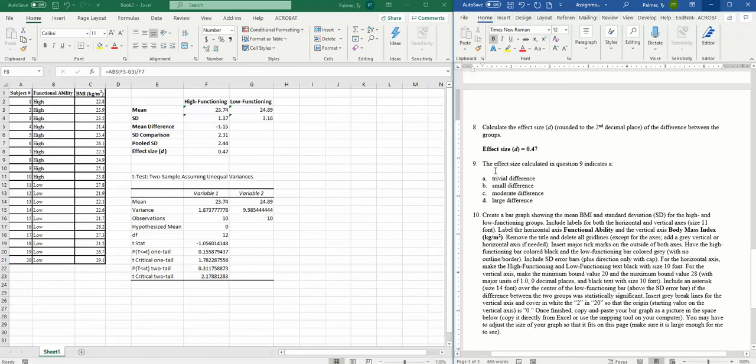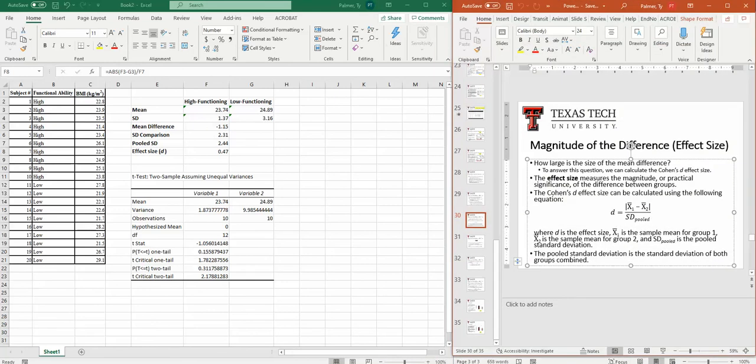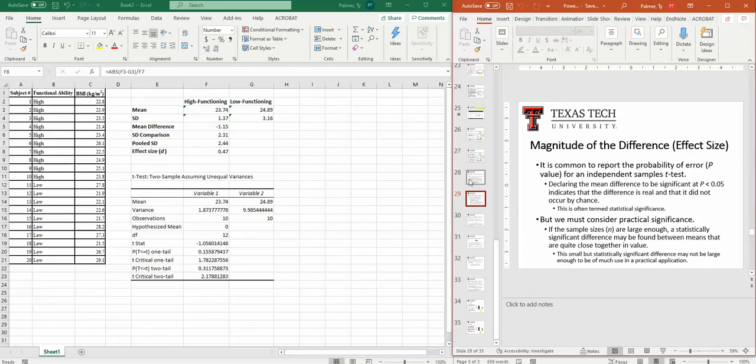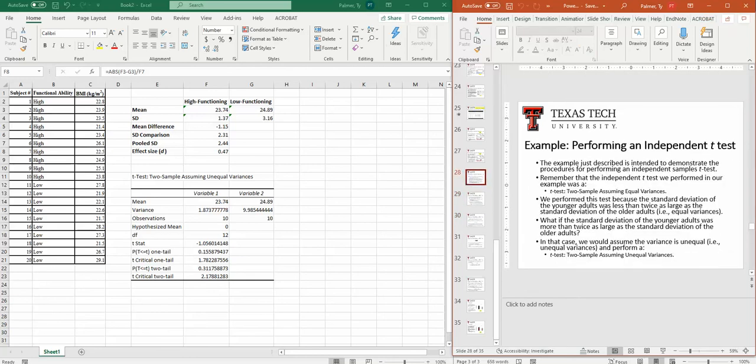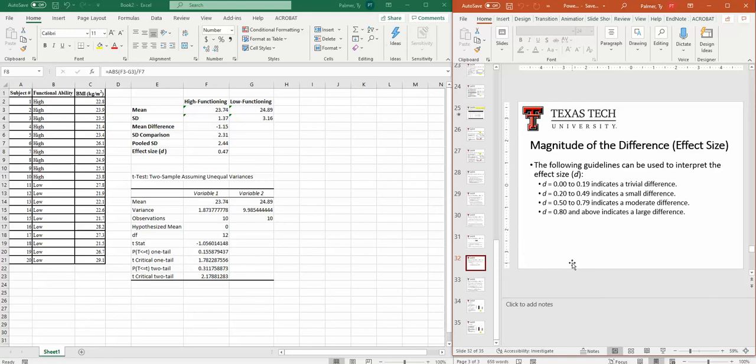Next, question 9. It says the effect size calculated in question 9 indicates a, and we've got multiple choices here: a trivial, a small, a moderate, or a large difference. In order to figure that out, again, there's information on this in the PowerPoint. Let's take a look. Okay, here it is. I found it. Here's the slide that talks about interpreting the effect size. Once we've calculated the effect size, how do we interpret that? What does it indicate?